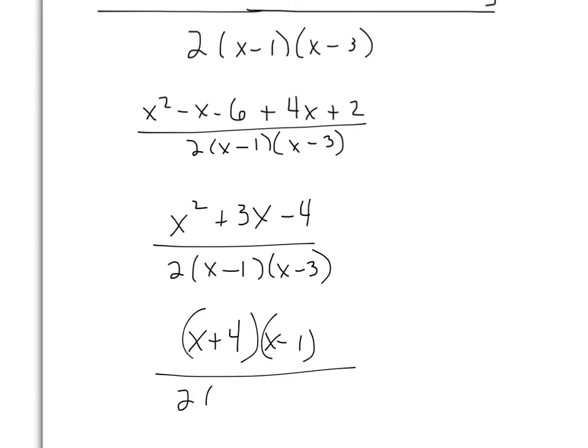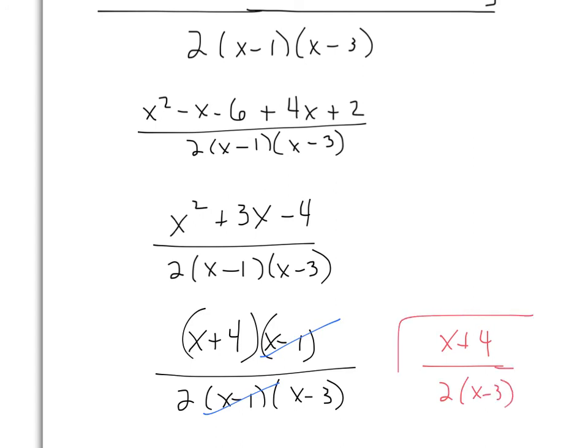And we can all, I hope, see why it's convenient. What happens? You can cancel out x minus 1. Here those drop, giving us the final answer of x plus 4 over 2 times the quantity x minus 3. Again, this denominator could be written as 2x minus 6, right? Distributing the 2. You can write it that way also.